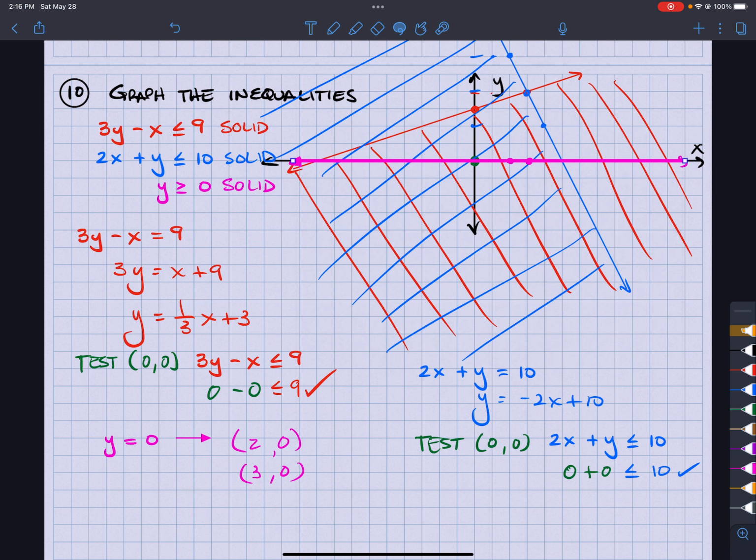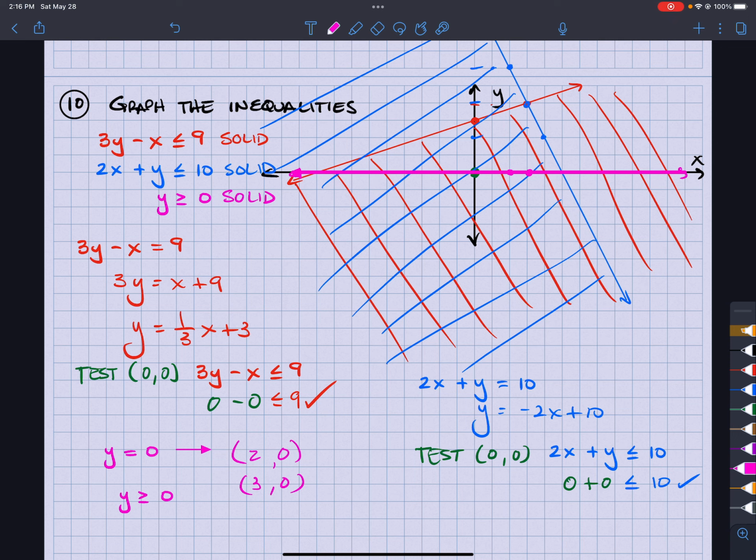Now, the original said that it is greater than 0, right? If the y value is greater than 0, it's going to shade above, because everything up here, guys, the y value is going to be greater than 0. Everything down here is going to be a negative y value, so that's going to be less than 0. So I'm going to have this right here, and this is going to shade upward. And there we go. Okay.